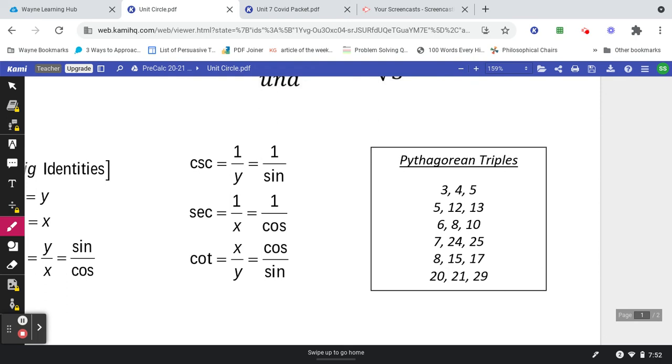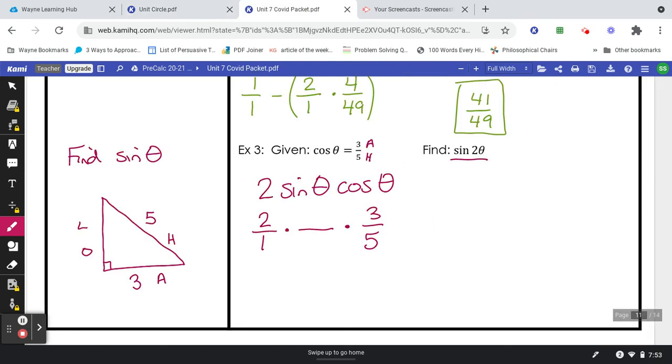So notice one of my sides I have is 3. The hypotenuse is 5, which means the missing side must be 4. If you forgot about that little set of numbers, you can always just do the Pythagorean theorem. It's going to get us a side of 4, which means sine is 4/5. So I'll just put 4/5 right there in the sine spot.